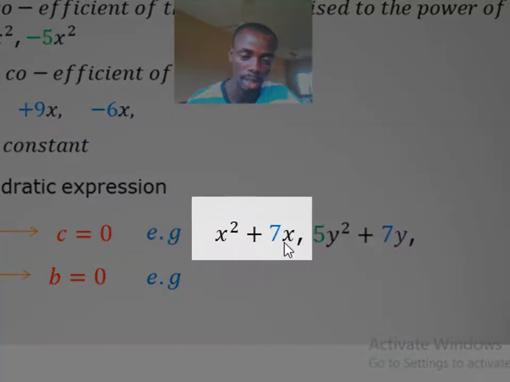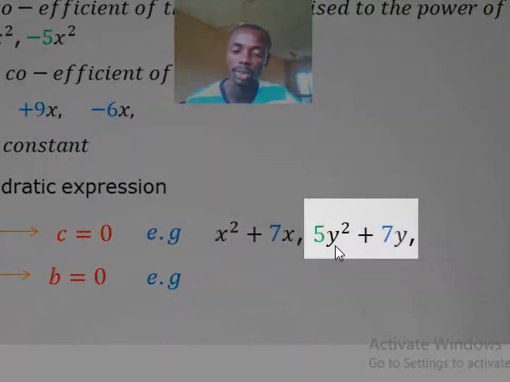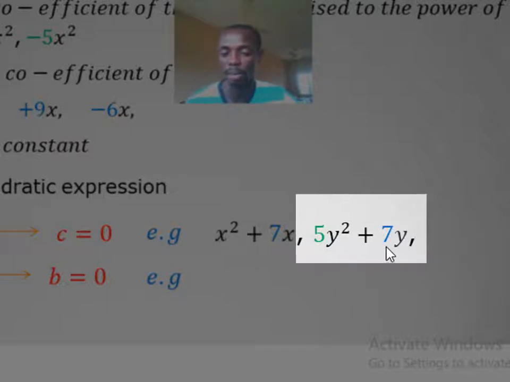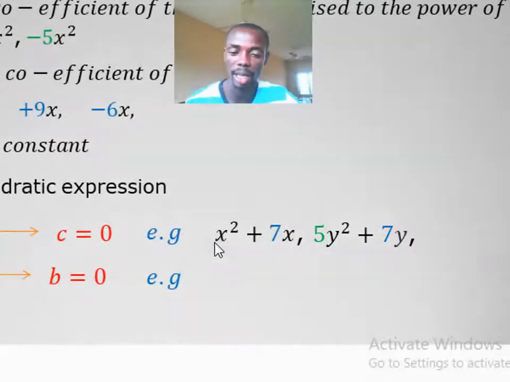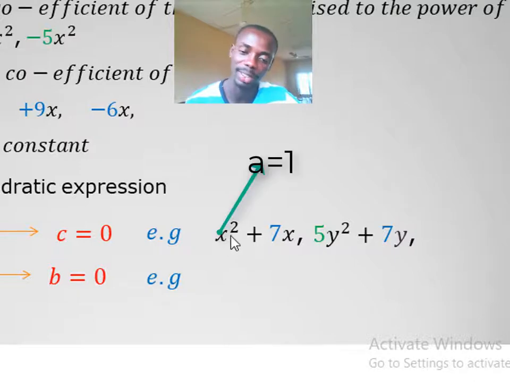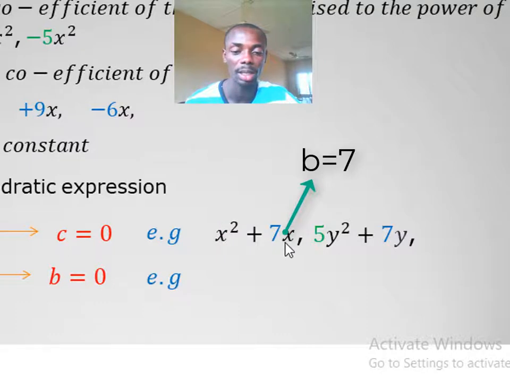So here there is no C, nothing like C. There is no constant standing alone. And here you can have 5y squared plus 7y. So here we only have ax squared plus bx. Here our A is 1, the number multiplying x squared. Here our B is plus 7, that is the number multiplying x.